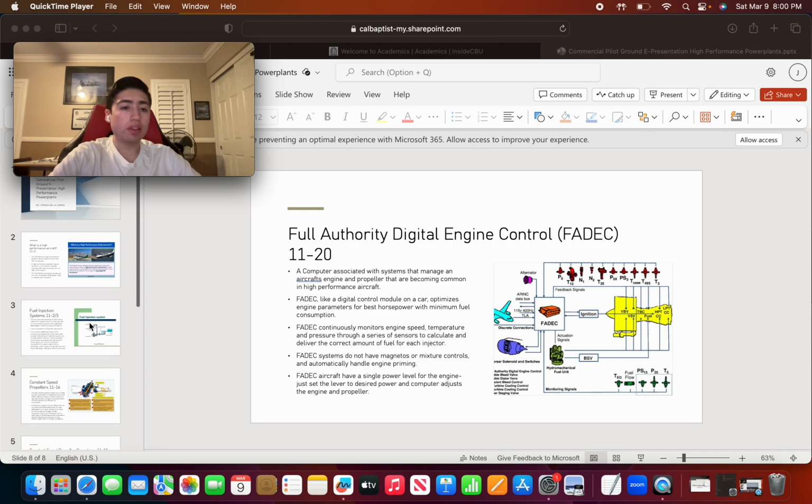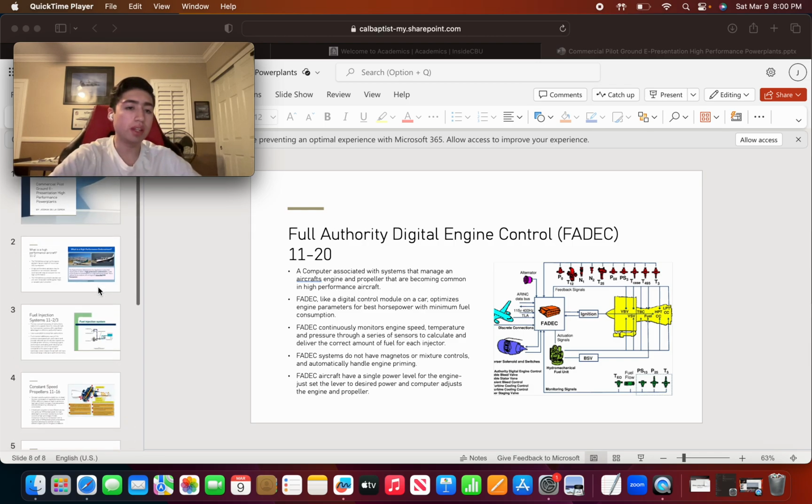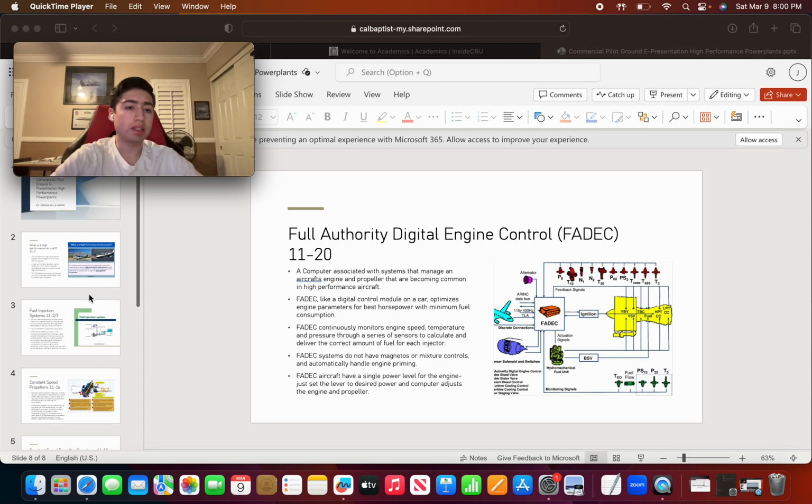Again, everything in my presentation came from the Jeppesen textbook. This is in chapter 11, called High Performance Systems, and specifically my section on high performance power plants.